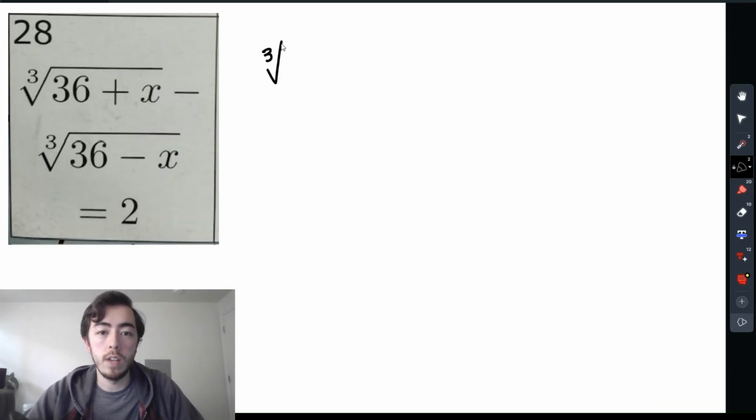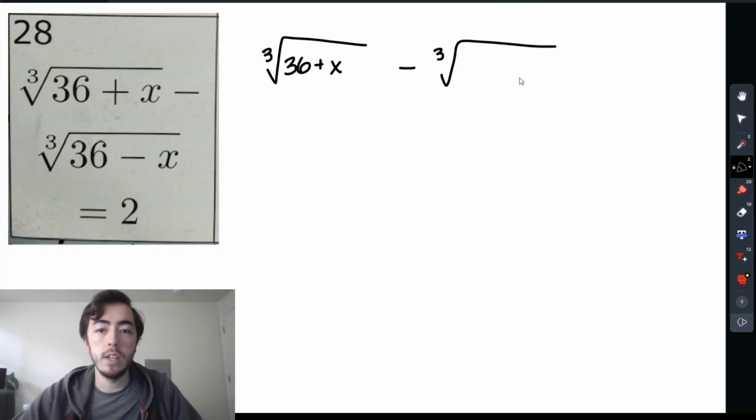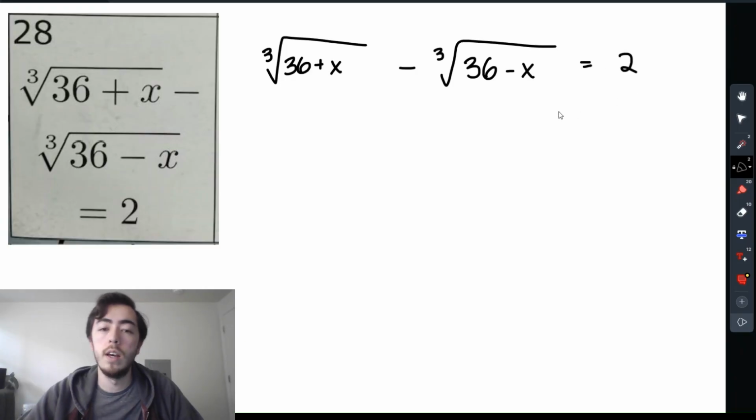So for starters, I see the difference of two cube roots. Our first cube root is the cube root of 36 plus x, and then our second cube root is the cube root of 36 minus x. And this is supposed to be equal to 2 today.